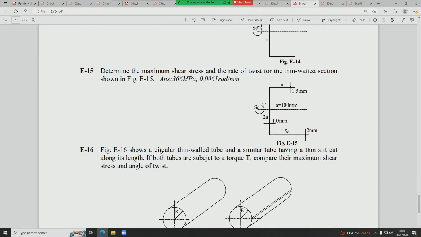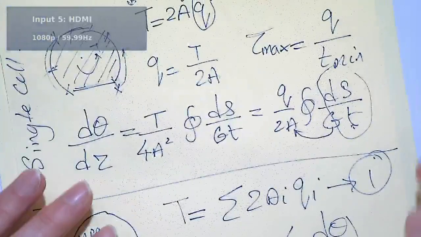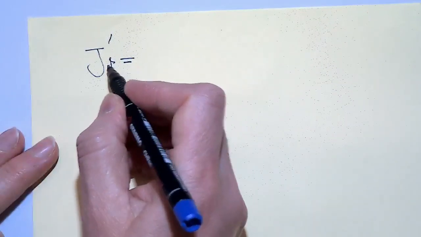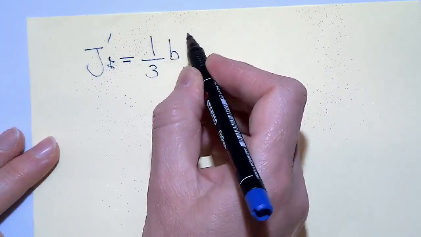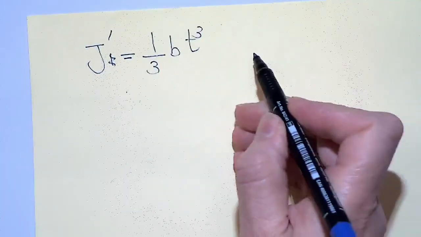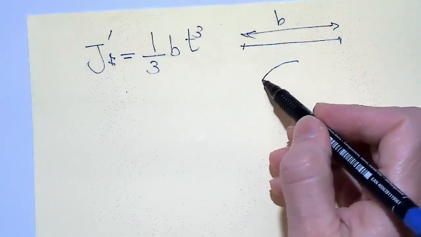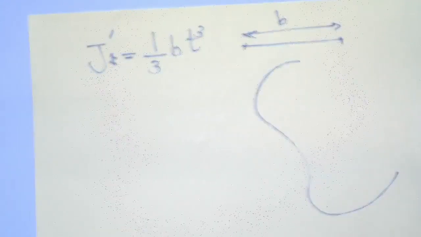Yes, please. For open sections and thin strips, no matter what, you use the same formulae, right? Yes, absolutely. But the difference is in calculation of J prime. If you're analyzing an open section subject to torsion, J prime is equal to 1 over 3 B T cubed. So if you've got a strip, this is B, the total length. If you've got an open section of any shape, B is the total length.